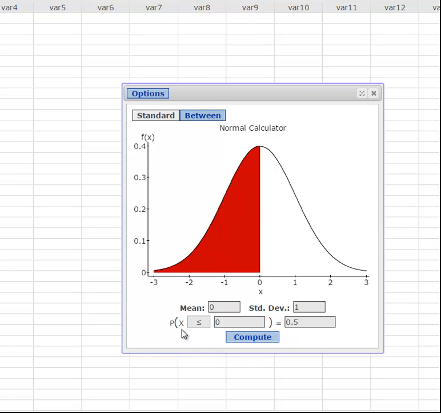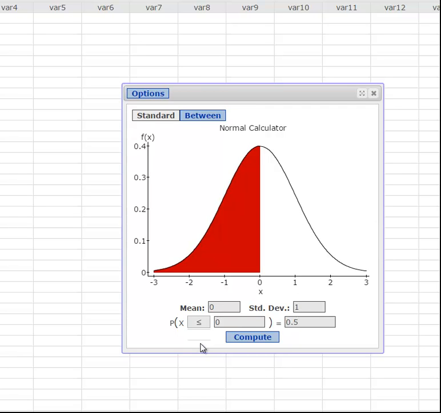Now, StatCrunch just uses x. Technically, if we're working with standard normal, this should be a z, but that's really not that big of a deal. If you look here at the senses of inequality, both of them contain the case of equality. That's different than, for example, the binomial distribution, because in a discrete probability distribution, the case of equality matters. But in the case of a continuous probability distribution, like the normal distribution, the case of equality doesn't matter.